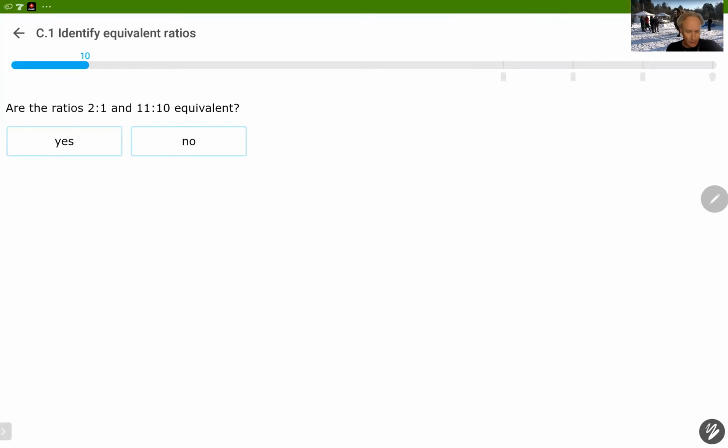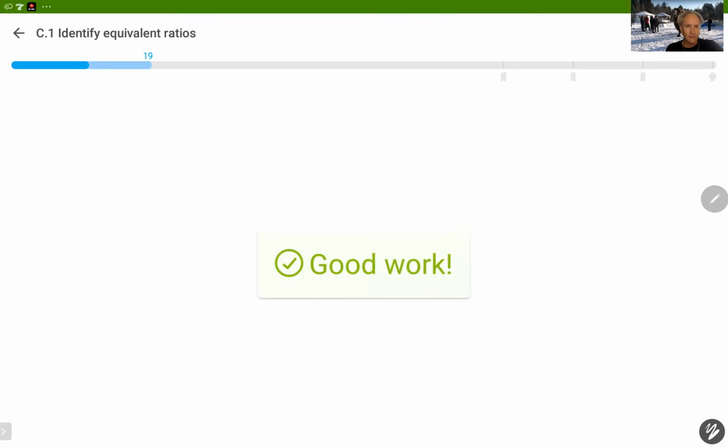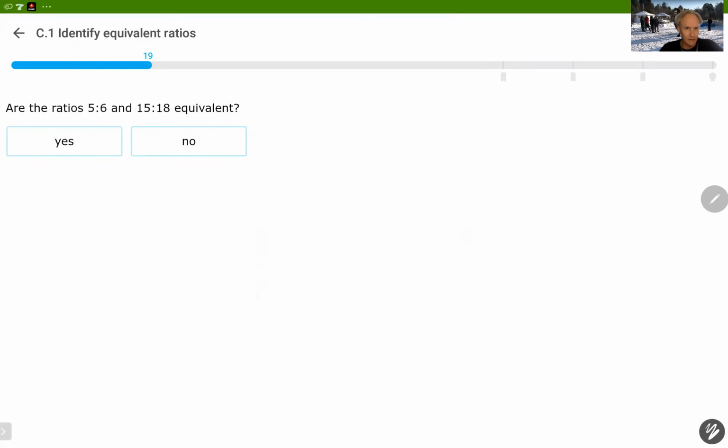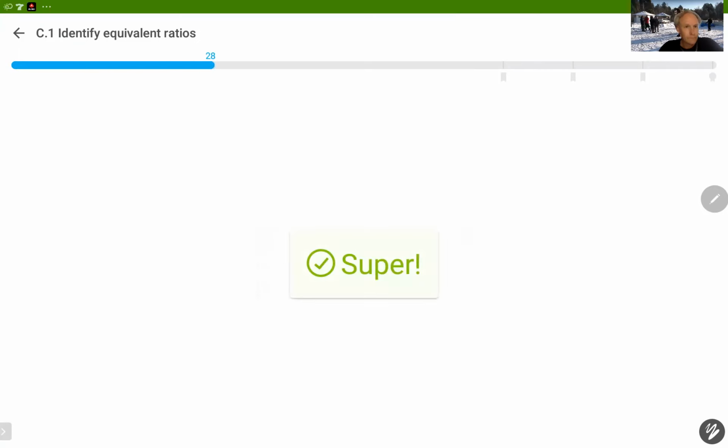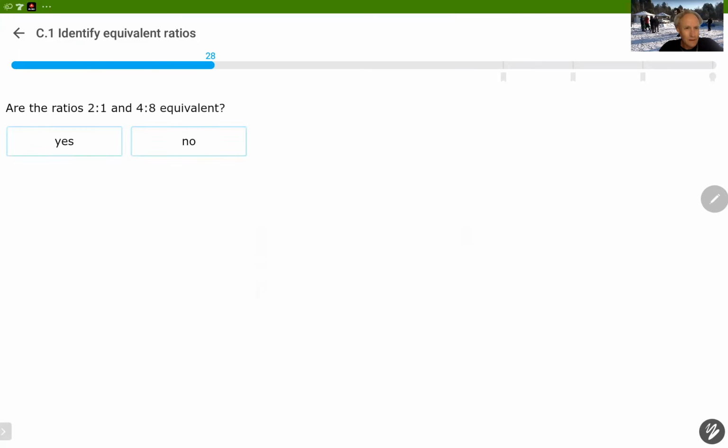And 2 to 1 and 11 to 10, that is no, because it has to be equivalent through multiplication rather than subtraction. 5 to 6 times 3 each gives you 15 to 18, so yes. 2 to 1, unfortunately this is backwards. If it was 1 to 2, then it would be 4 to 8. But this one is 2 to 1, so no.